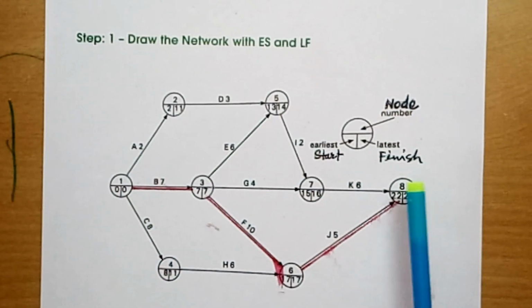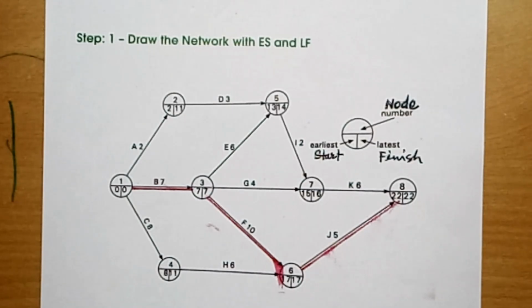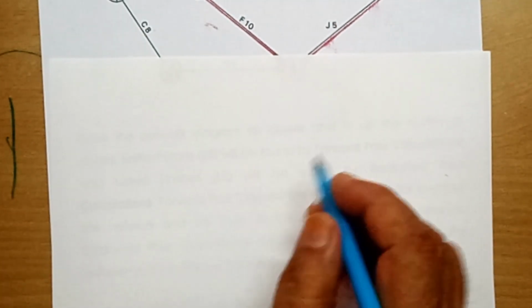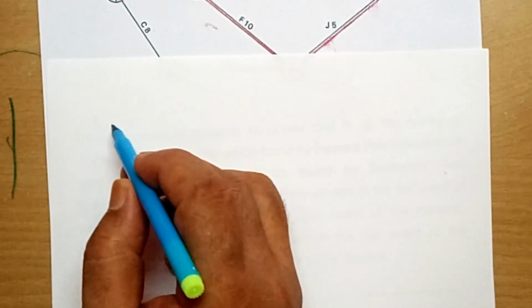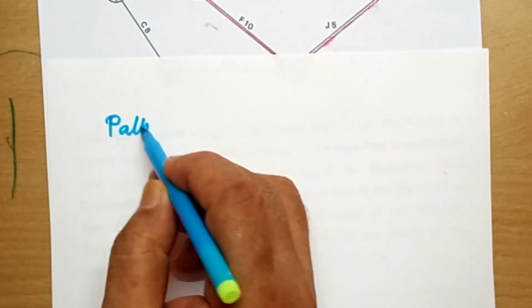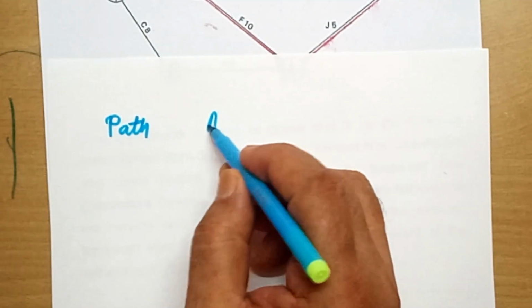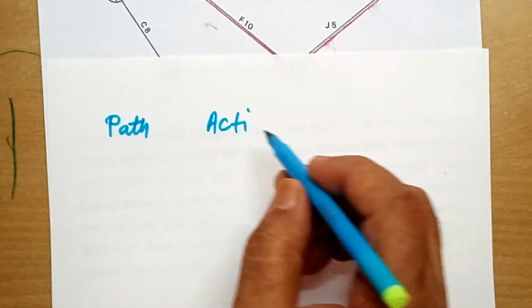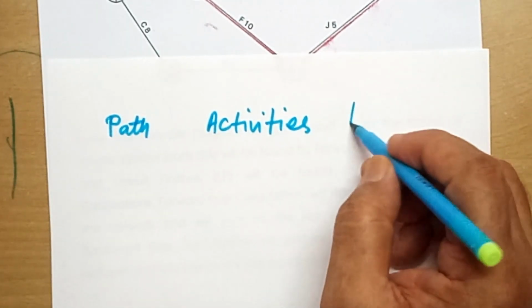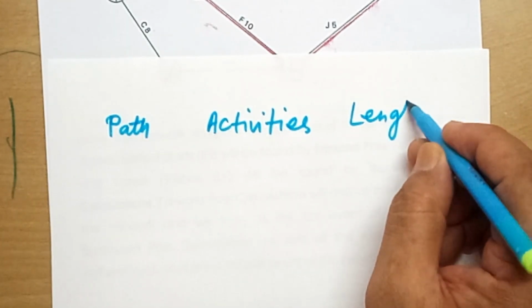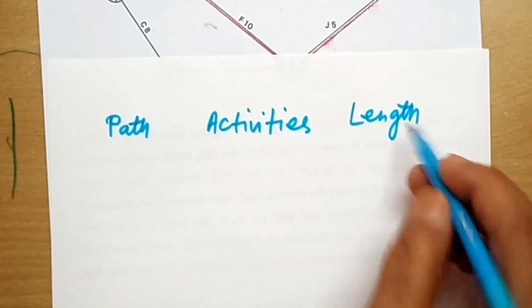Let us find out the time taken by each of the paths to complete the project. Let us draw this chart to find out the longest path among all the paths. The chart will look like this: path, activities, and length.